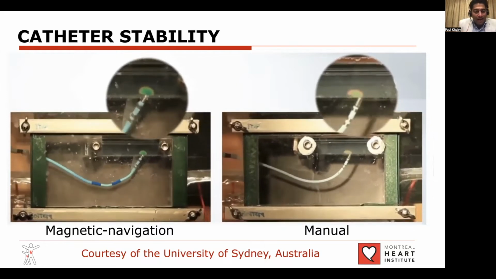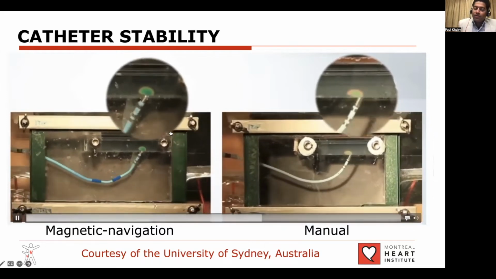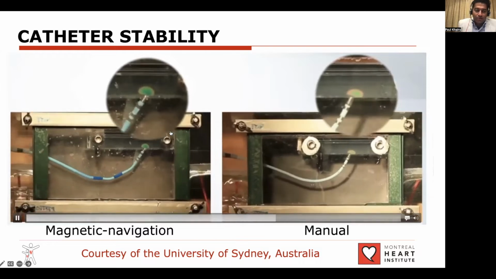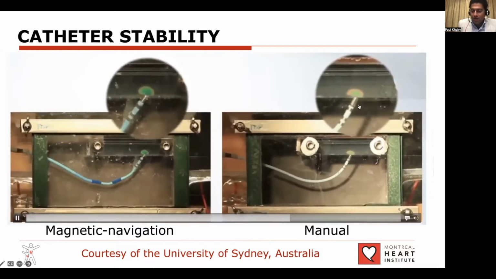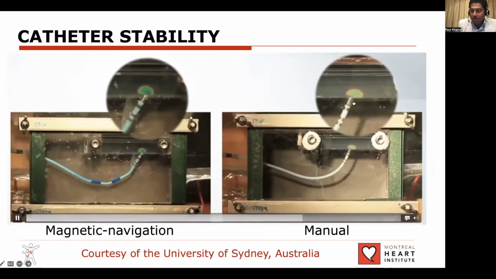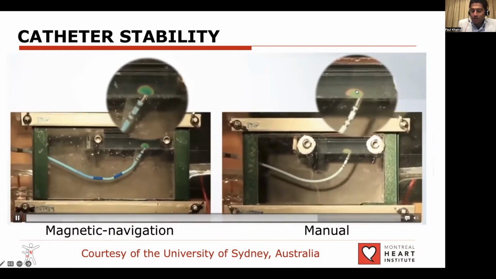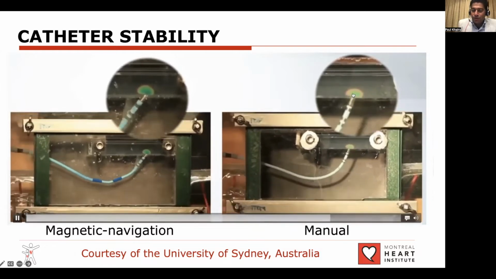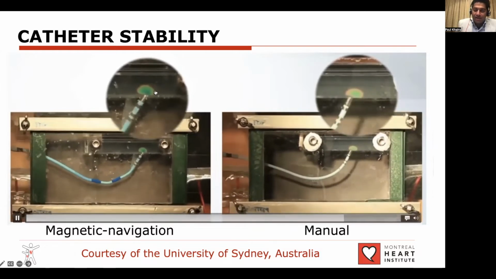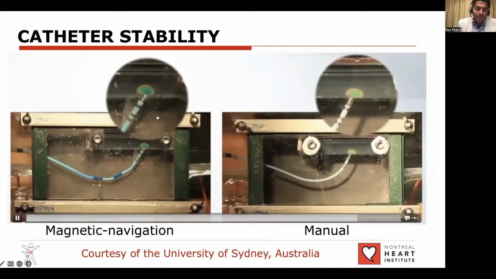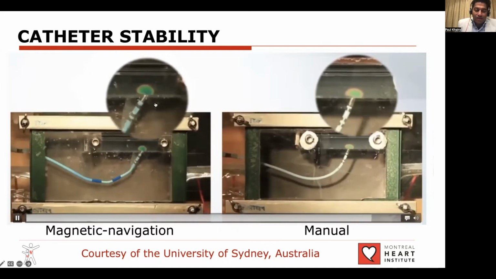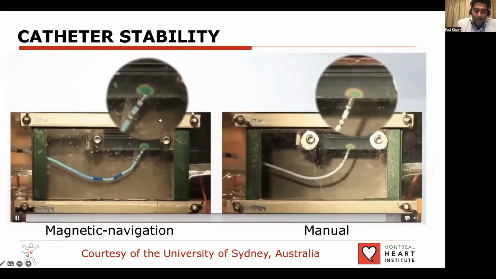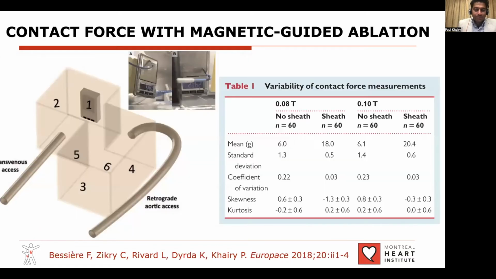But you can see how this stability also has repercussions with regards to the ablation lesion. So with the rocking motion and the catheter sliding back and forth, you can see how the manual ablation lesion is less dense and less deep than the magnetic navigation lesion, at least in this in vitro gel model.